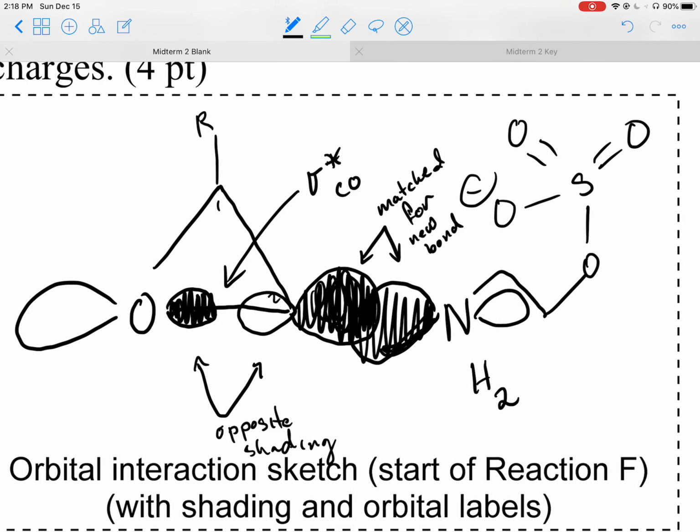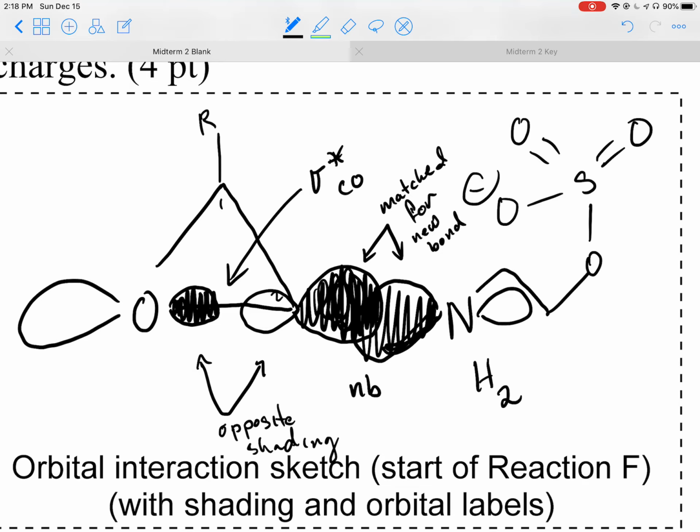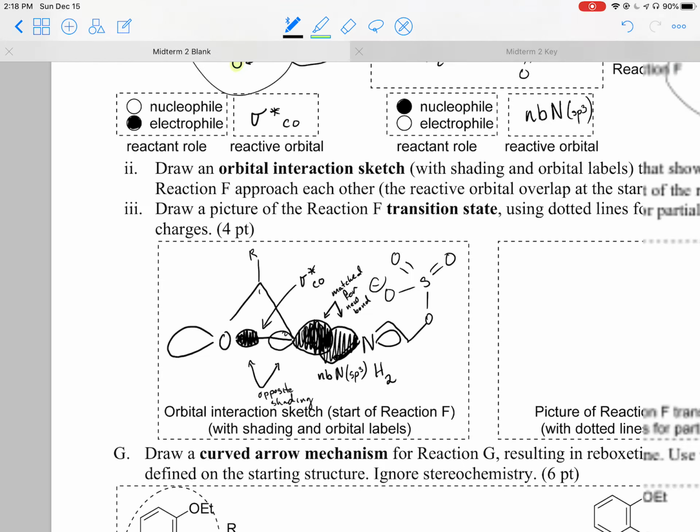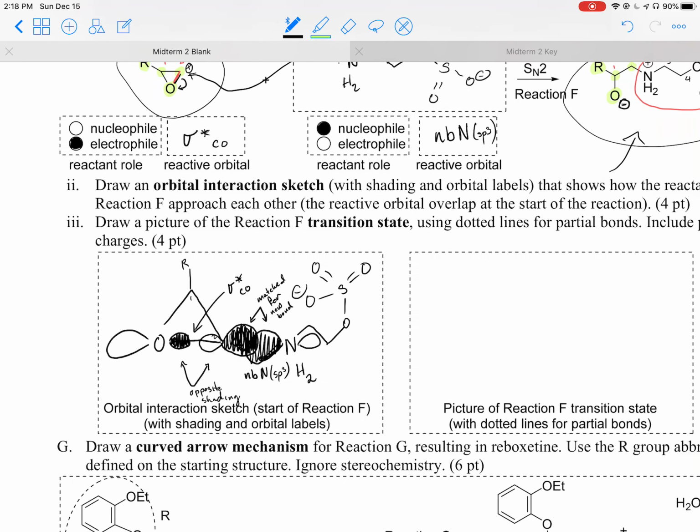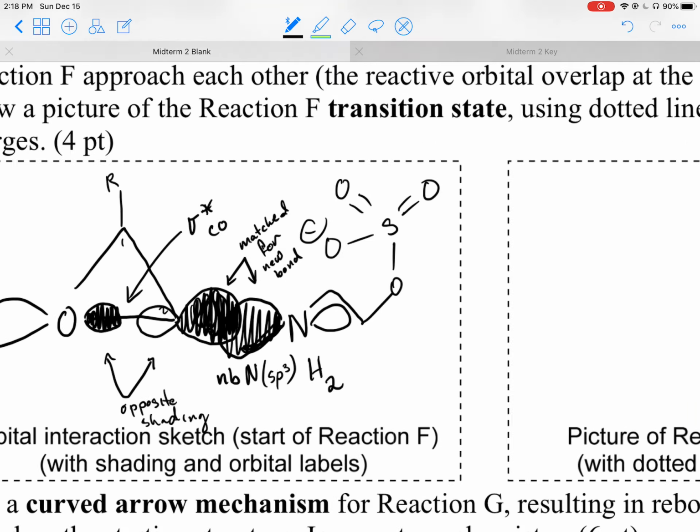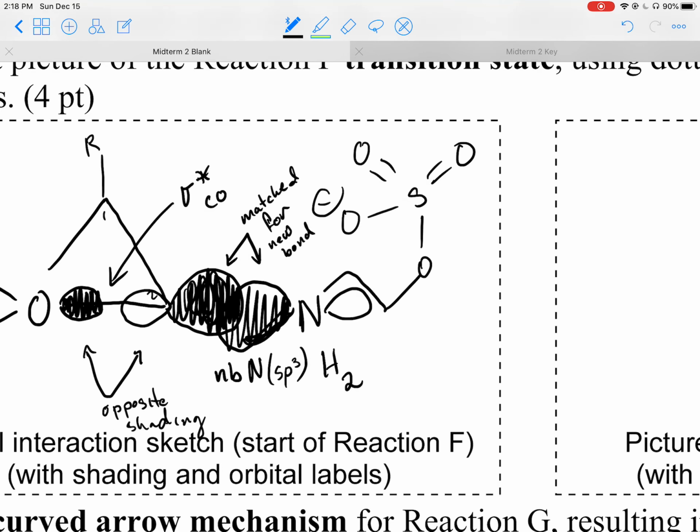And that is the non-bonding N-sp3 orbital. There. Okay, so that's our orbital interaction sketch. Make sure that over the node, which is at the atom, you switch shading. So one side of each orbital should be unshaded.